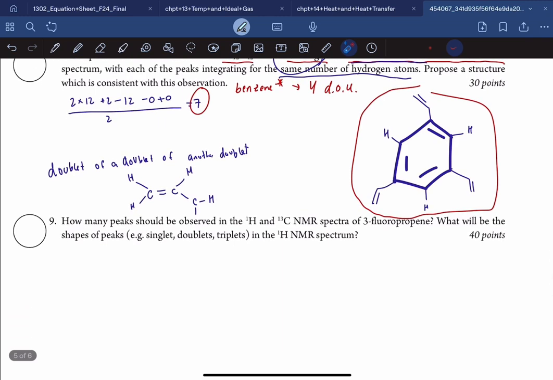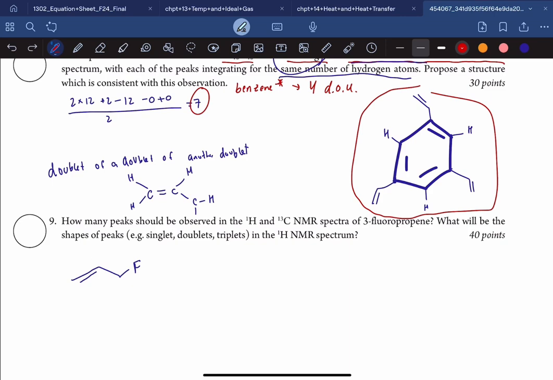Okay. Next question asks, how many peaks should be observed in the H NMR and C13 NMR of 3-fluoropropene? The first step is to draw out what 3-fluoropropene is. Propene is 3 carbons, so 1, 2, 3, and then we have a fluoro, and you can just write F. And it's a propene, so there's a double bond. The double bond is going to go here, because when you number it, it needs to be 1, 2, and then the fluoro is on carbon 3. So that's why the bond has to be between 1 and 2.